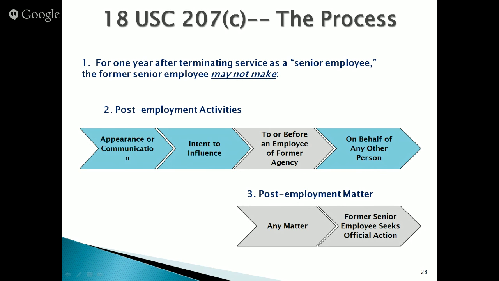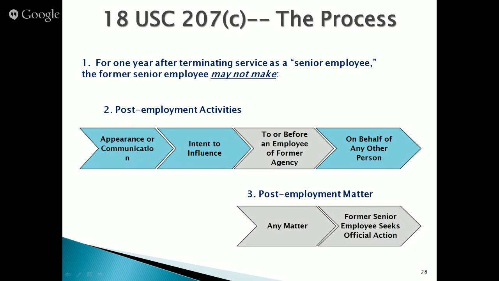Where it gets different is it's a restriction on a communication to or before an employee of the senior employee's former agency. So that's a little narrower. I think yesterday we were talking about basically any employee of the government with the exception of congressmen and their representatives. Right. But here we're talking about the more common sense situation where it's people you used to work with. Exactly. It's got to be on behalf of another person. So again, 207C doesn't bar self-representation, so it has to be on behalf of another person, as we spoke about yesterday.